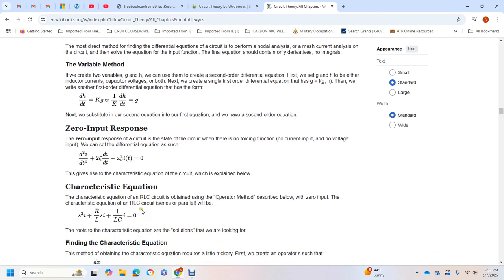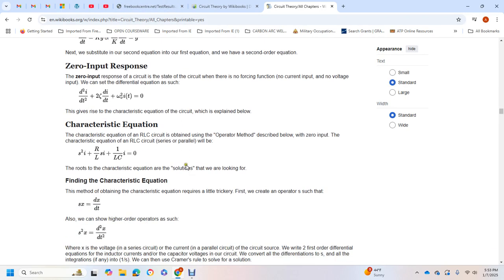Zero input response: circuits are stable. In the circuit there is no forcing function, no current input, no voltage input. We can set up the differential equation as d squared x over dt squared plus a term times dx over dt plus a term times x is equal to zero, which gives rise to the characteristic equation explained below.